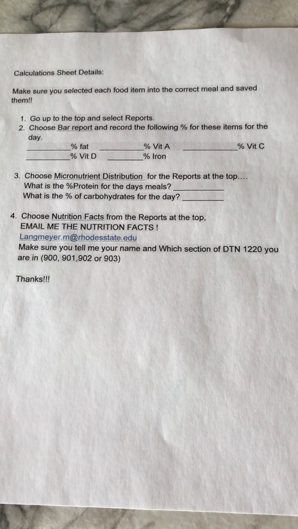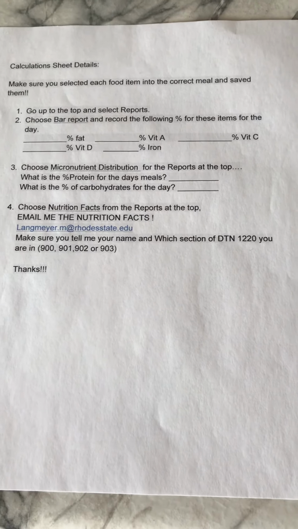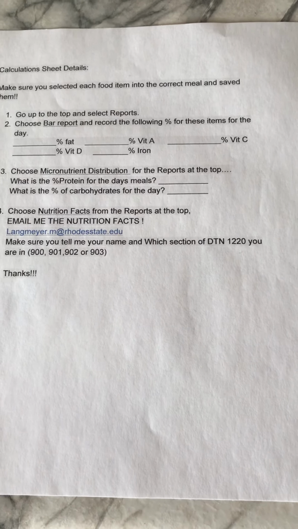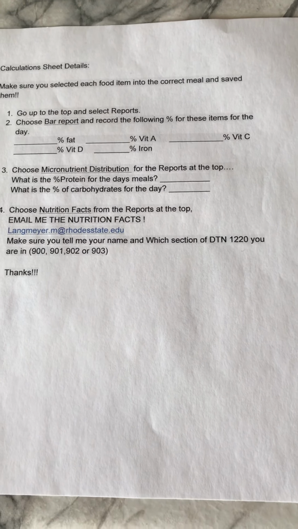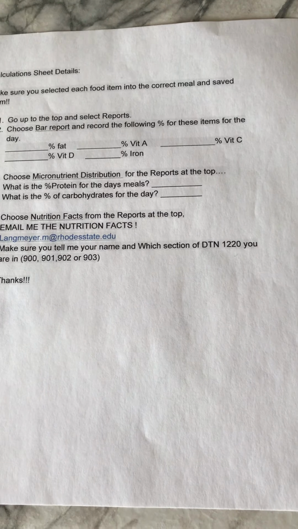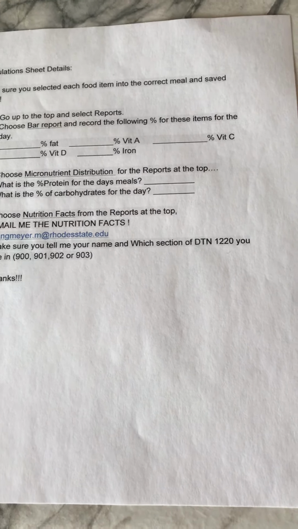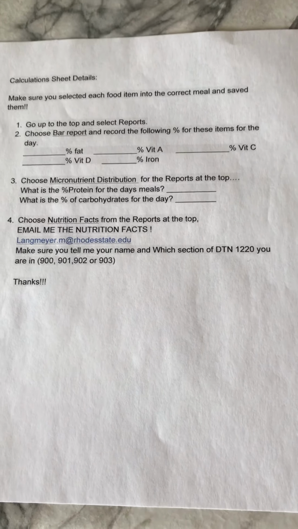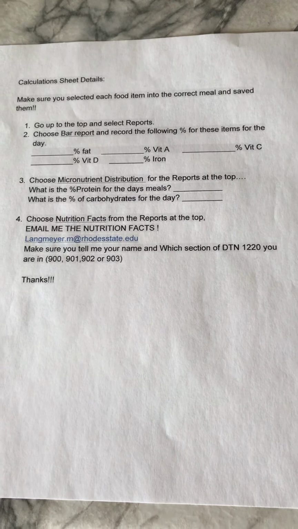And notice I need to know which section you're in, because I have many sections and I have like 200 students. So tell me if you are DTN 1220, which you all are, but then are you in 900, 901, 902, 903, or 905? And tell me those percentages.